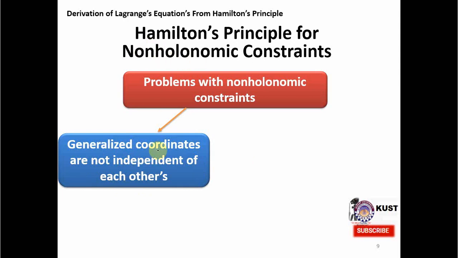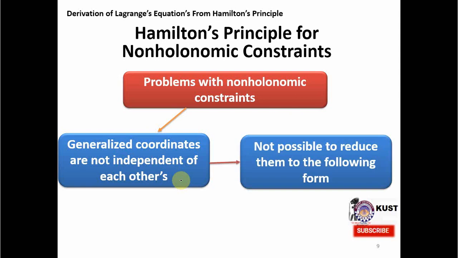In holonomic constraints it is simple, because the generalized coordinates are all independent, that's why they are called holonomic. But here all generalized coordinates are not independent. In other words, it is not possible to reduce them to the following form. So we cannot write a function in this form, because the generalized coordinates are not independent of each other. So it is not possible to write the function equal to 0. This is the first problem while generalizing from a holonomic constraint to non-holonomic constraints.